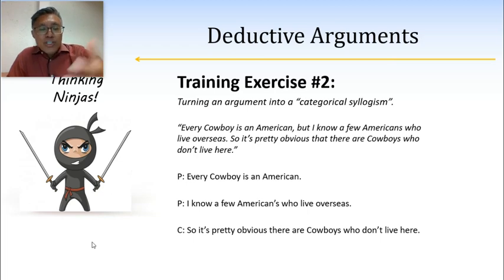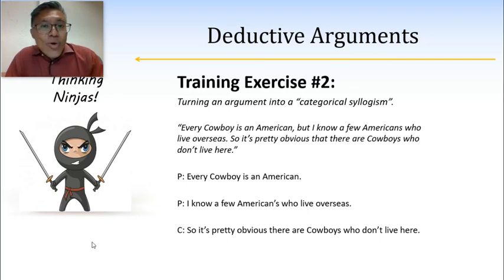So now we have the structure of the argument. Every cowboy is an American is a premise. I know a few Americans who live overseas. That's another premise. And the conclusion they want us to make, hey, it's pretty obvious that there are cowboys who don't live here. Now, we want to turn it into a categorical syllogism, meaning we want each of the claims to look like our standard form categorical claim.